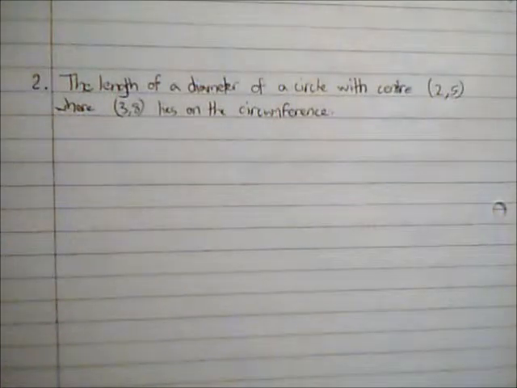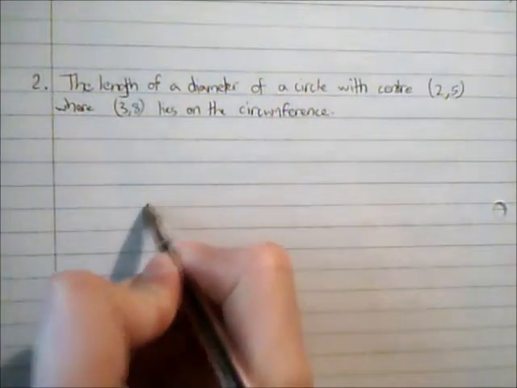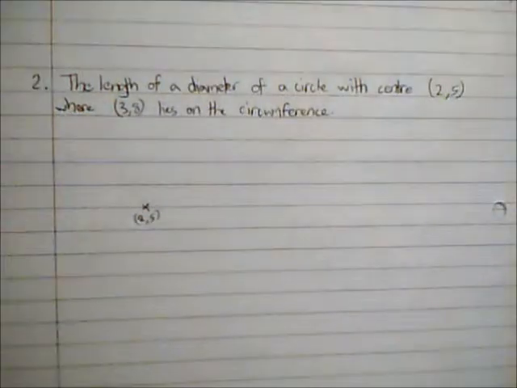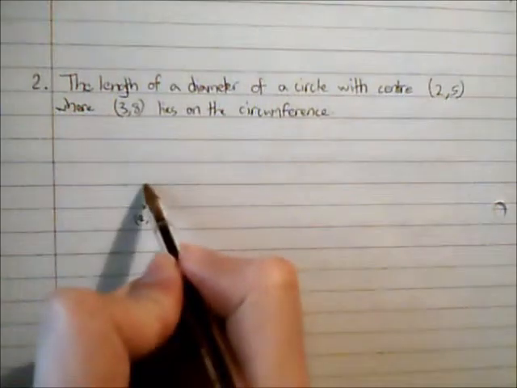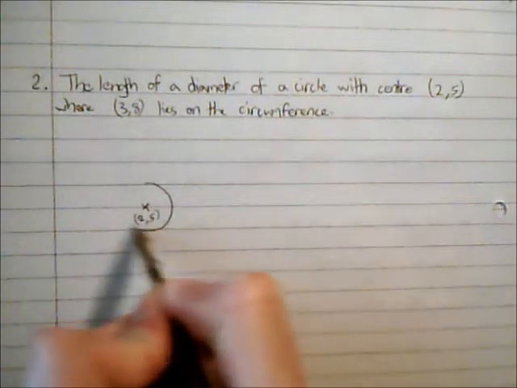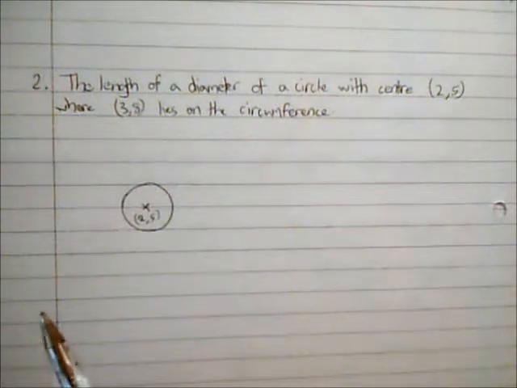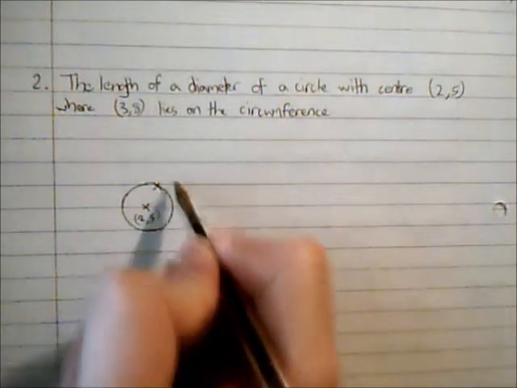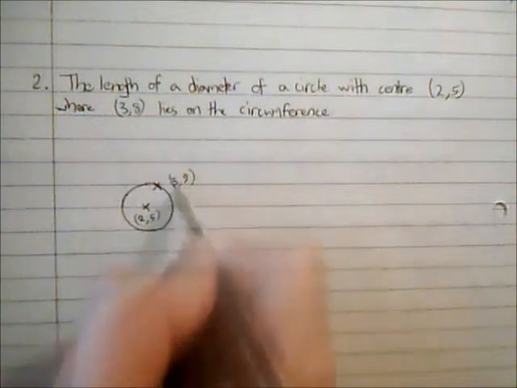So the second question, we're told that the length of a diameter of a circle with centre 2, 5, where 3, 8 lies on the circumference. So how are we going to do this? Well, let's do a little sketch. So if I say that this point 2, 5 is the centre of the circle, and I'm told the point 3, 8 lies on the circumference, so let's say that point is 3, 8.